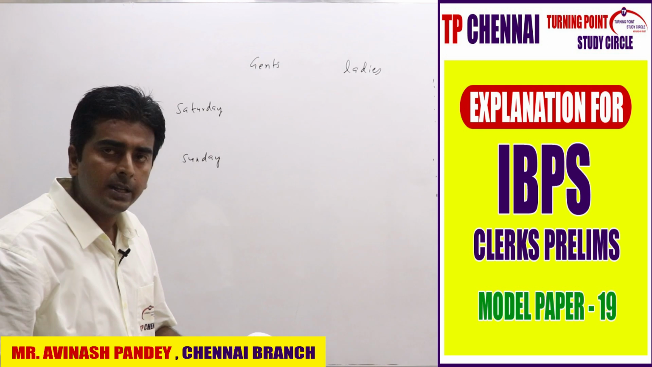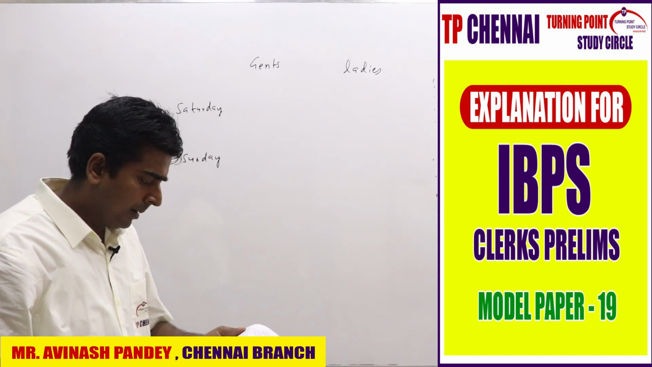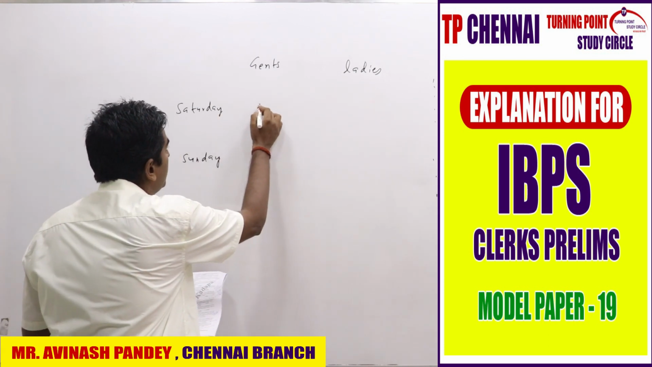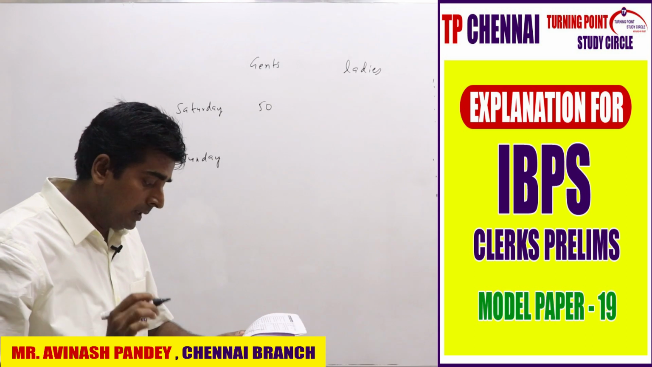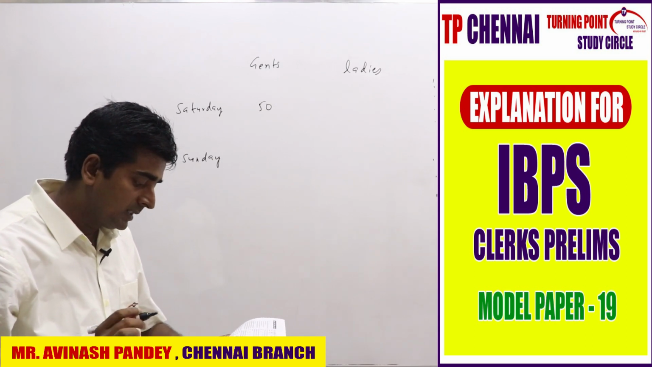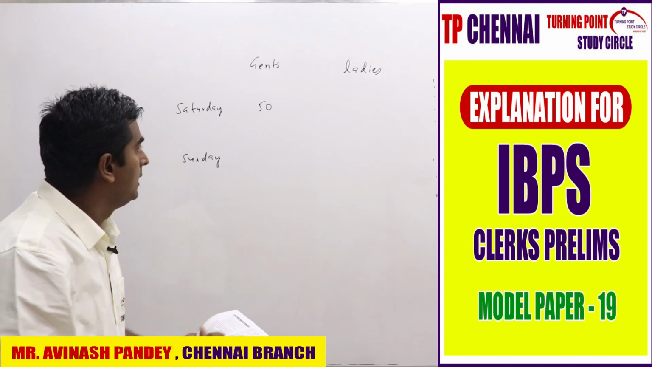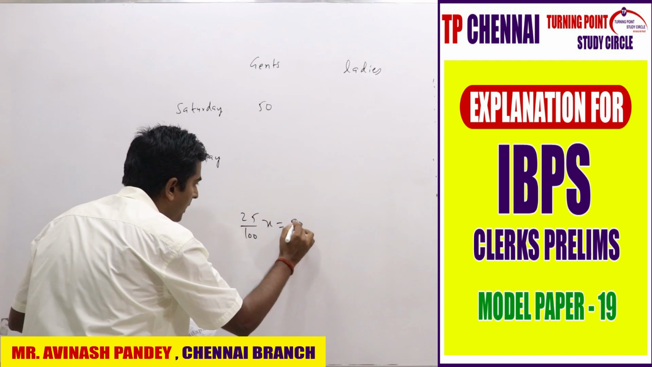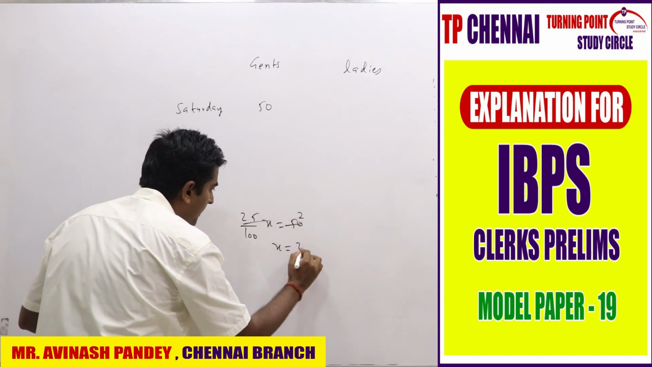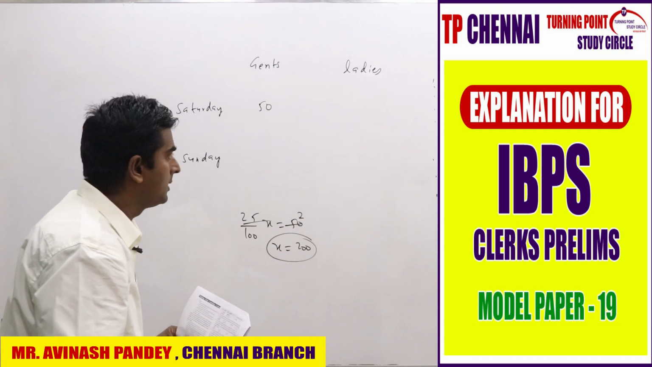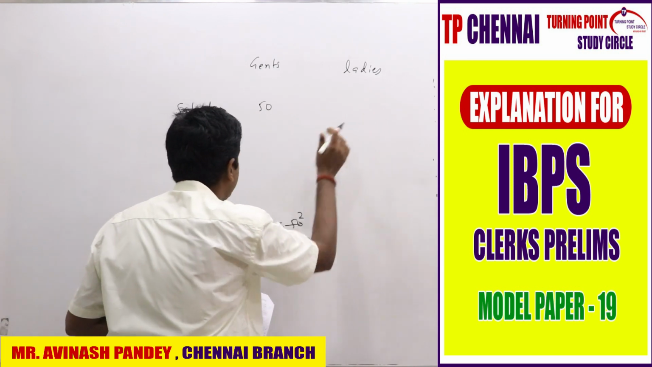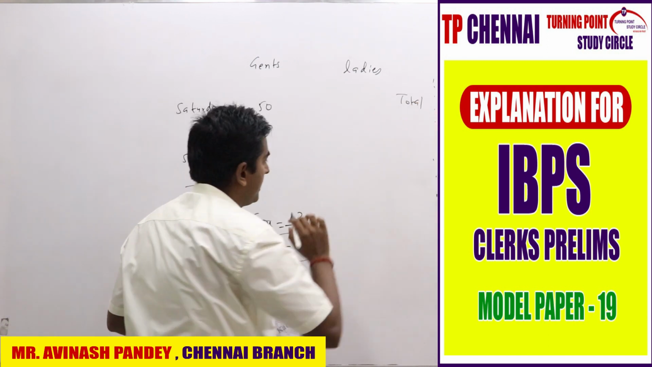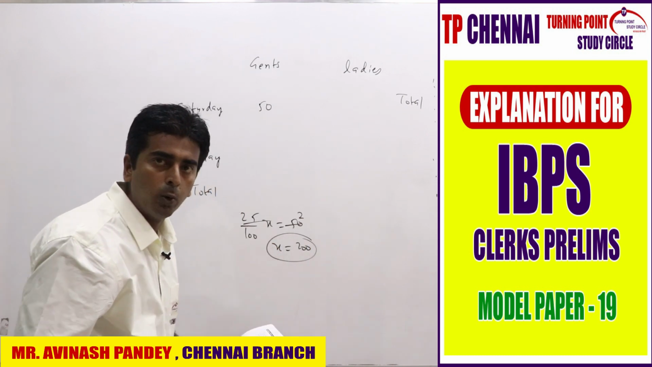Now information they have given you. On Saturday, pair of gents shoes sold is 50. Gents shoes on Saturday is nothing but how much? 50, right? Which is 25% of total pair of shoes, gents plus ladies, sold on both the days together, right? So 25% of x is equal to 50. So x is equal to 200, right? So total is nothing but 200. I am writing here, total is nothing but 200, right?